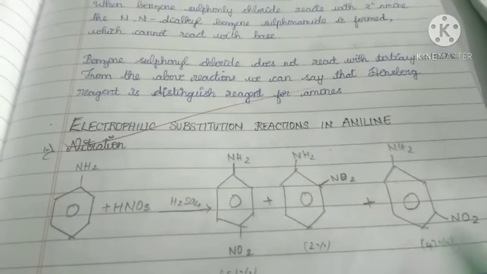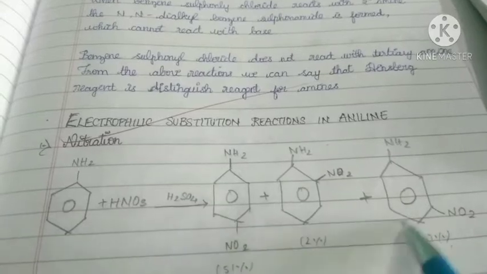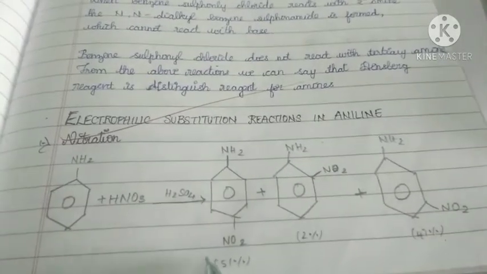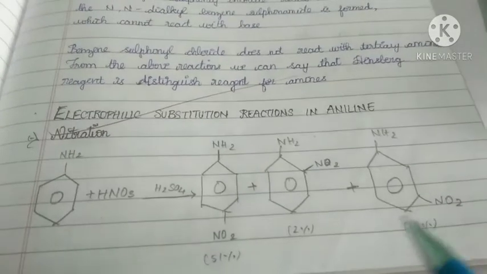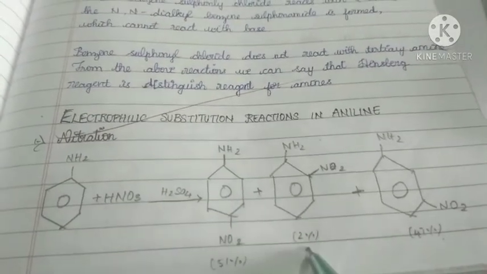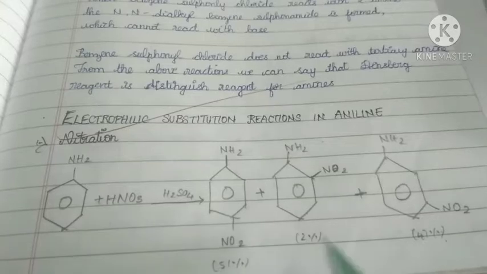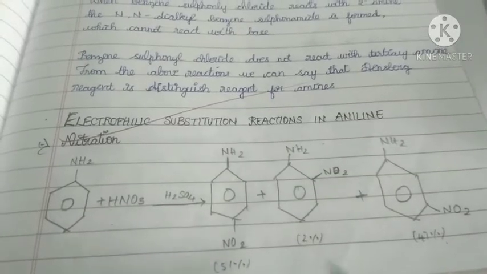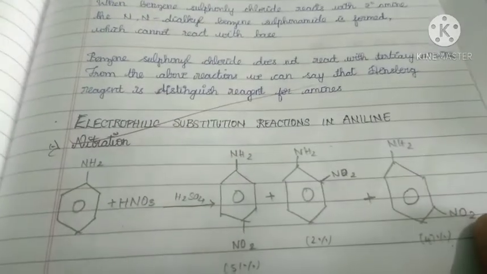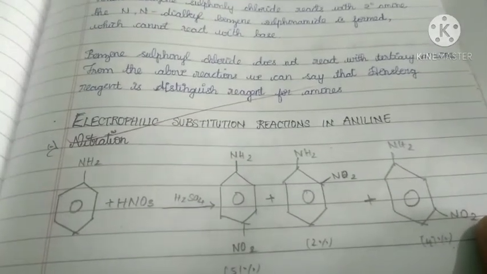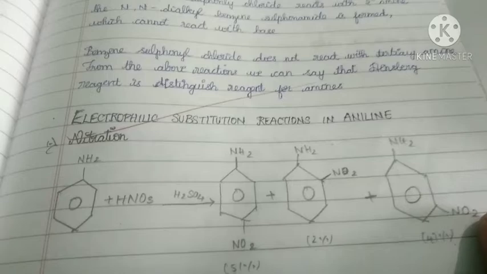So in this reaction 3 products will be formed. Here the major contribution is what? Para. After that meta. Ortho is a very small contribution, that means chances are very less, only 2% will be formed. That is about electrophilic substitution reactions of aniline in case of nitration. Next one, sulfonation.